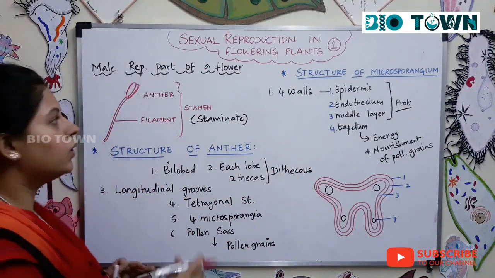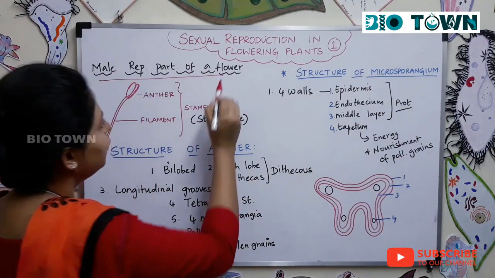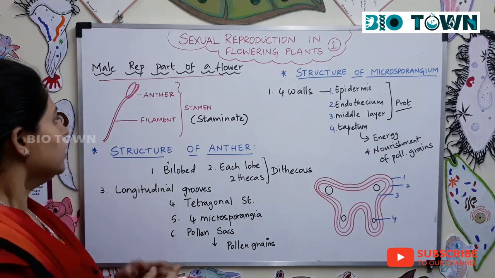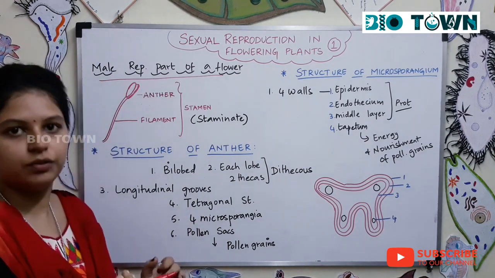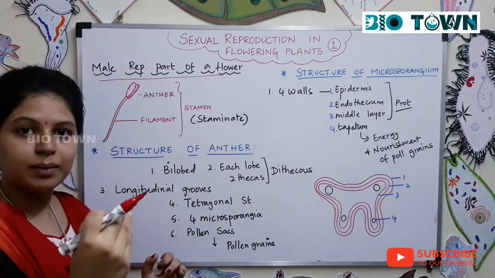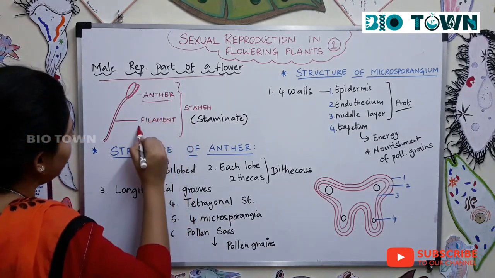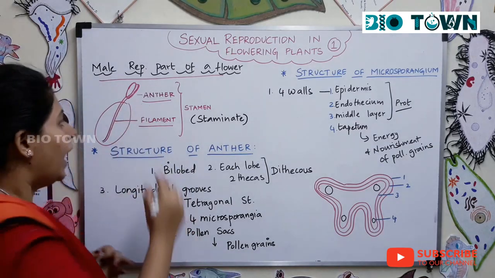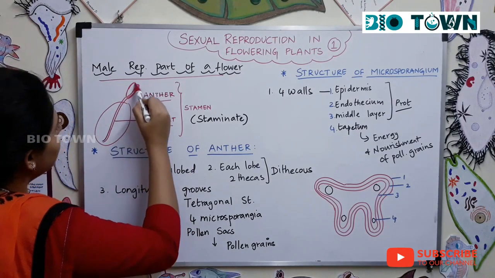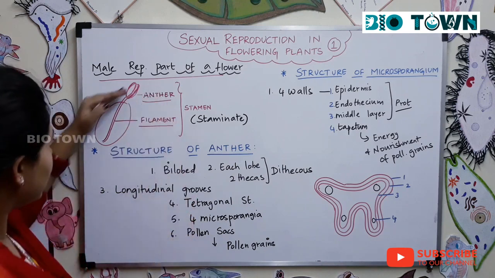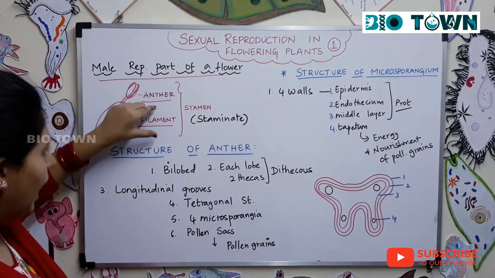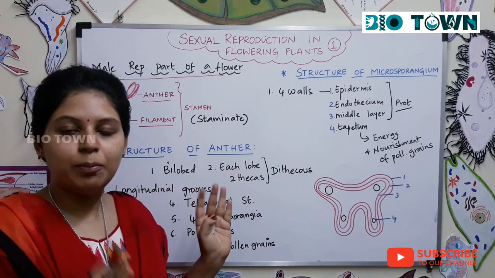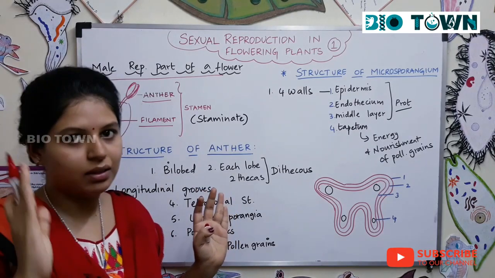In today's session we'll talk only about the male reproductive part of the flower. So this is the male reproductive part of the flower. Now when you take the LS of a flower, what do you call the male reproductive part? The anther and the filament. The filament is just the tubular structure onto which the anther is attached. Any structure which consists of anther and filament, you call it a stamen. So basically the male reproductive part is just the stamen in the flower.